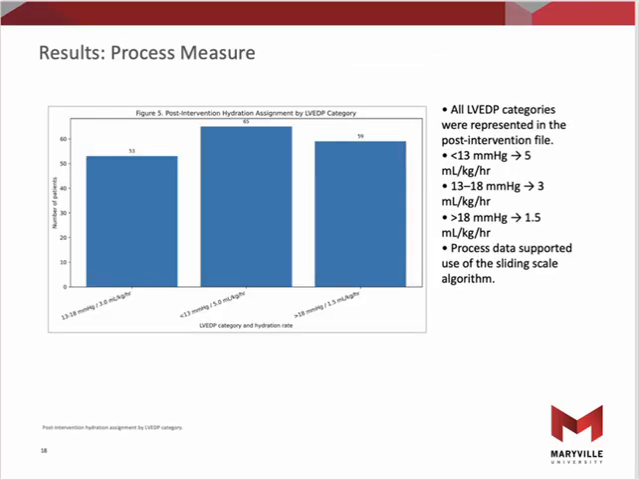So the process measure demonstrated the intervention's practical application. It showed varied hydration rates, as you can see in the chart, based on the LVEDP levels, supporting intervention fidelity and clinical relevance. This was important because it showed that the project was not simply another fixed hydration approach. The protocol actually distributed patients across different hydration rates based on their own filling pressures, and it supported the intervention by helping to explain why this was clinically meaningful.